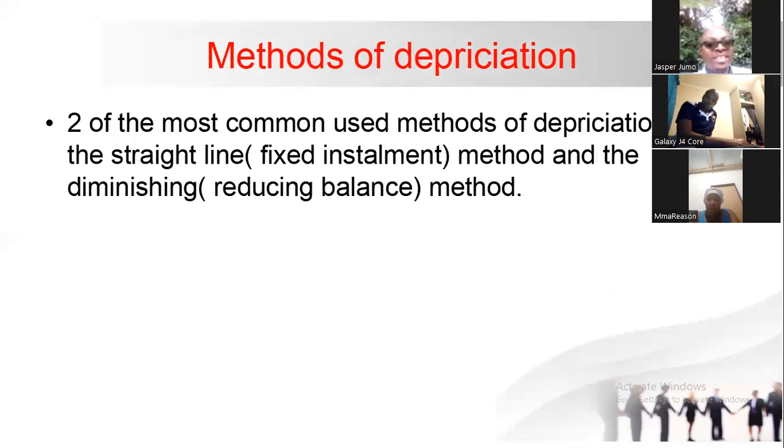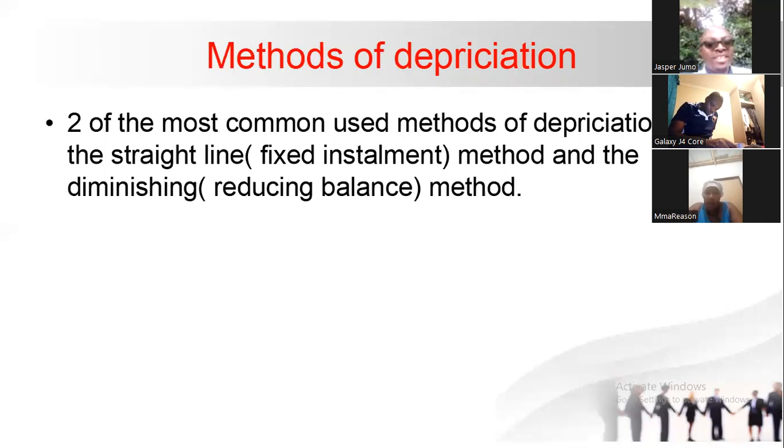Then when you talk of depreciation, there are two main methods which are involved. The first one is the straight line method, or you might find that sometimes they write the fixed installment method. So when you see these two words being used interchangeably, don't get confused. It's one and the same thing. The method of calculation remains the same. So that's the first method of depreciation.